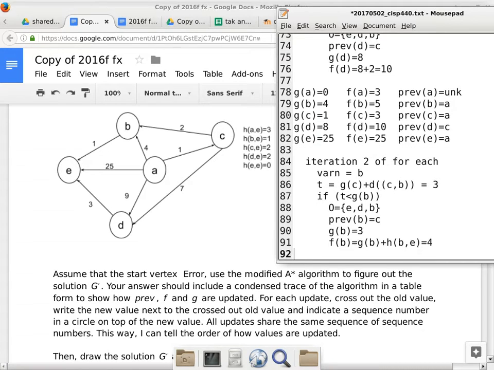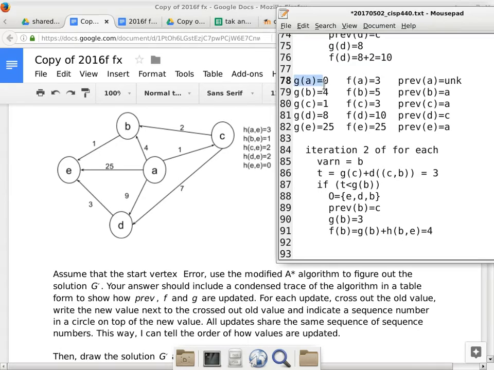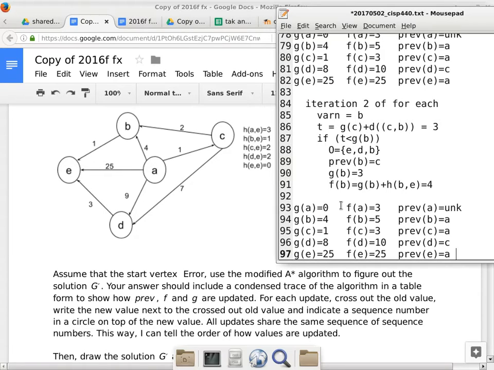So as a result of what we are doing here, let's go ahead and copy and paste this portion, because this makes it easier for us to visualize and look at both the graph and also the numbers at the same time. So this time we have to update g of b to 3, f of b to 4, and previous of b to be c. Are we still doing okay so far with this? Okay, all right. Now that we have explored both neighbors of c, it only has 2 neighbors, it's time to get out of the for each loop.